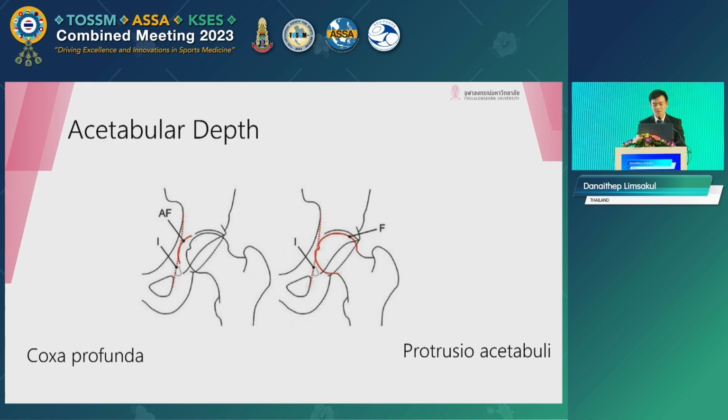First off, we're going to start with the acetabular depth, which can be seen if the hip has coxa profunda or not. Coxa profunda is when the acetabular fossa touches or crosses the ilioischial line. The other is protrusio acetabuli, which is when the femoral head touches or crosses the ilioischial line.